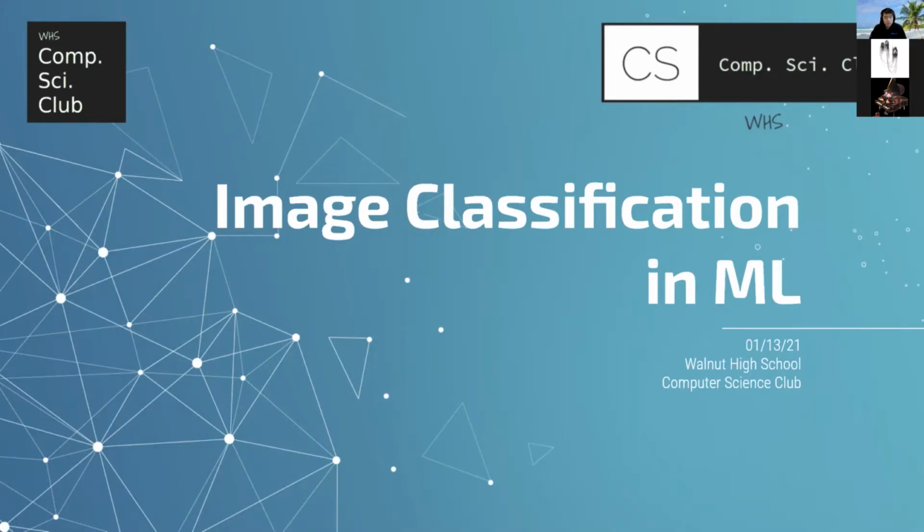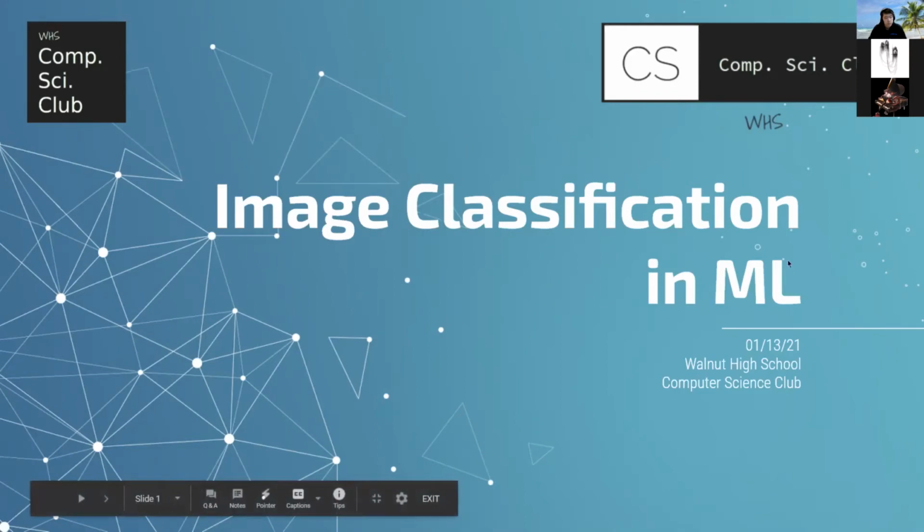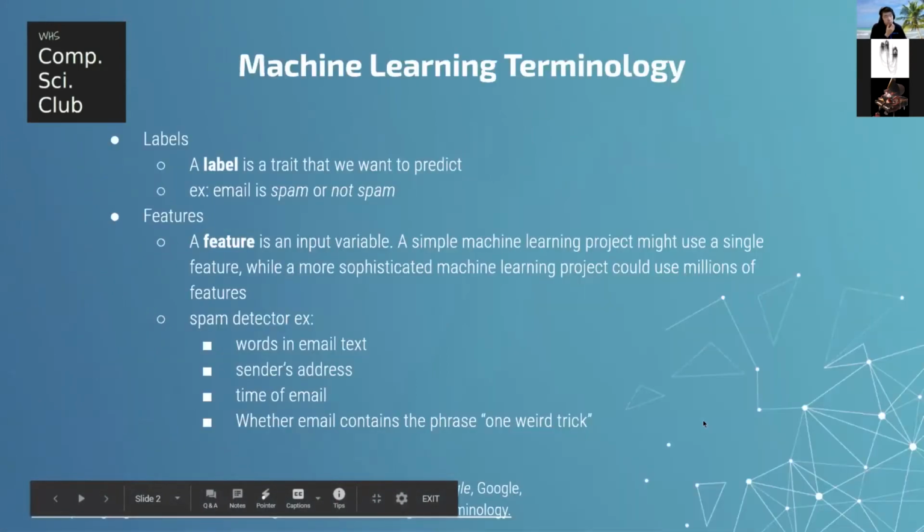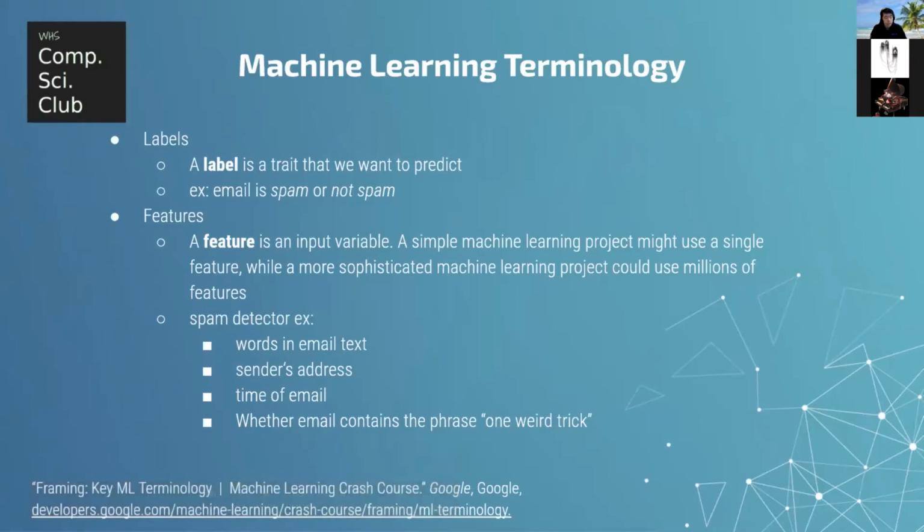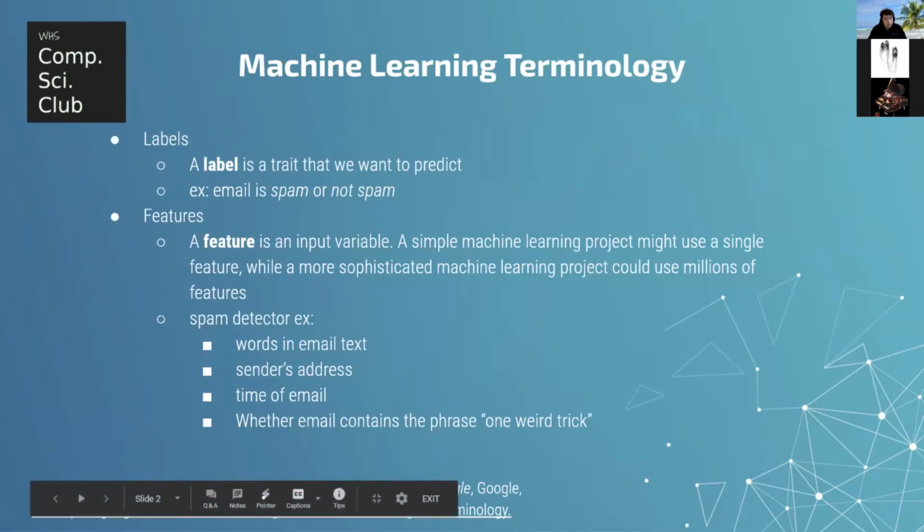But we're gonna be going over image classification and machine learning. If you remember from the last time, we went over a brief overview of machine learning, but we're gonna dive a bit deeper. First, we're gonna talk about some terminology. These are words and phrases that are commonly used when talking about machine learning.